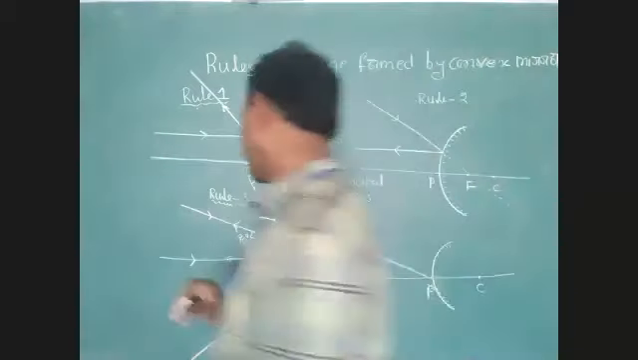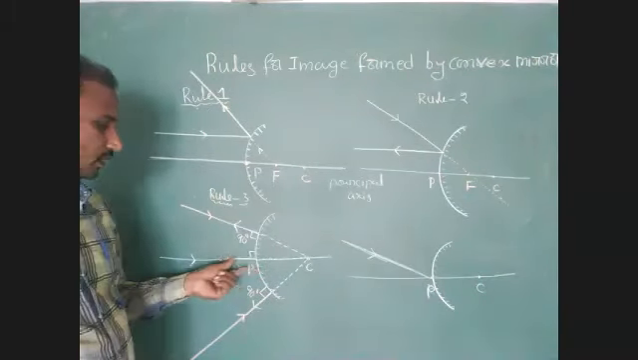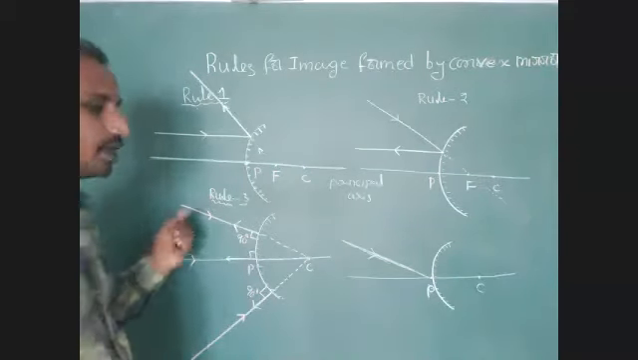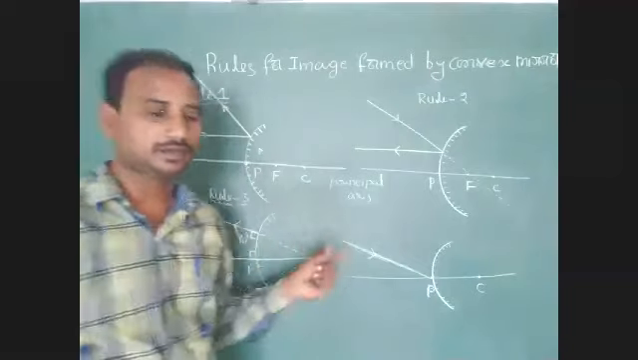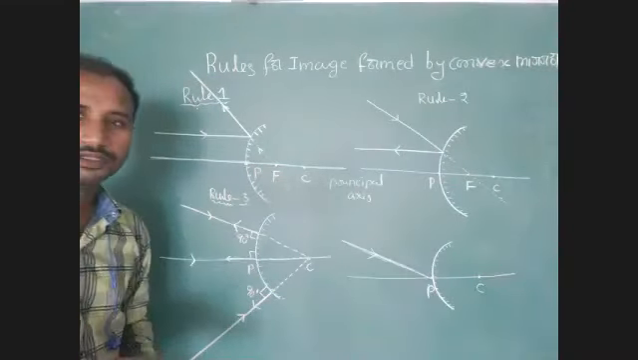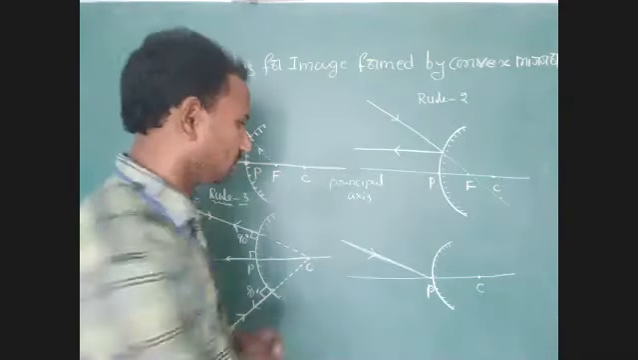Okay, you have to identify this point. Here, what is the angle of incidence? 0 degree. But here the incident ray makes 90 degrees with respect to the reflecting surface of the convex mirror. Okay, students. Next, we can identify the fourth rule, rule 4.